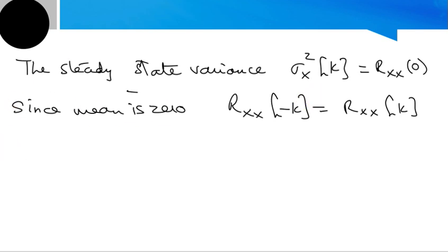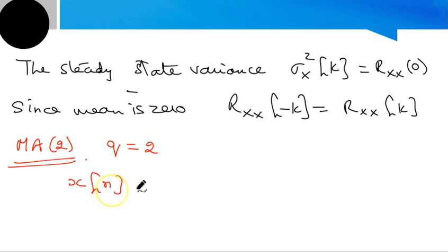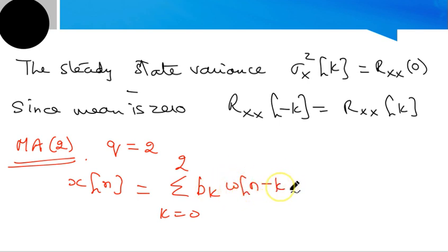Next, the first case is over. We are moving into the second case, where we have to find the moving average process of order 2. So here q equal to 2, and x of n in this case is summation k equal to 0 to 2 of bk w of n minus k. Right. Now moving on to the solution.